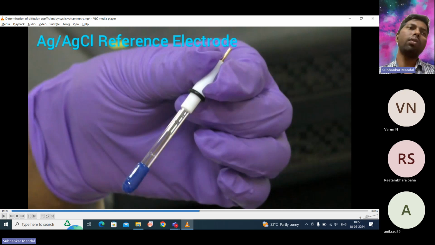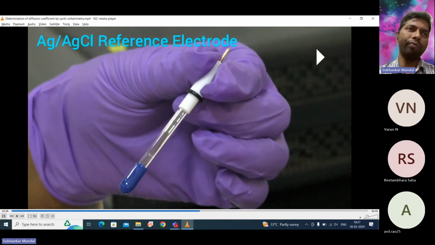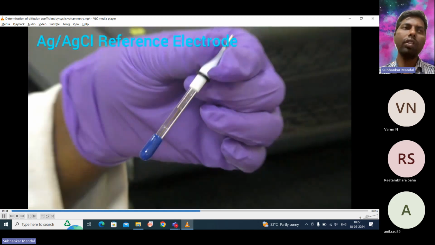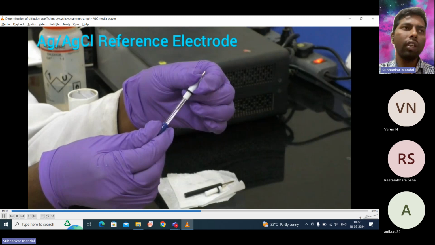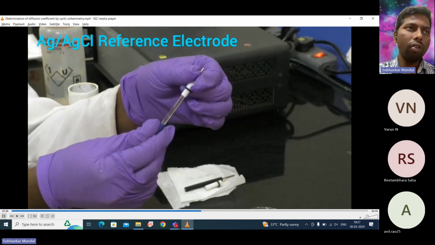So we already discussed how the reference electrode looks. Glassy carbon is also there. Okay, this blue one is basically a cap. You can remove it. After that, I will show.